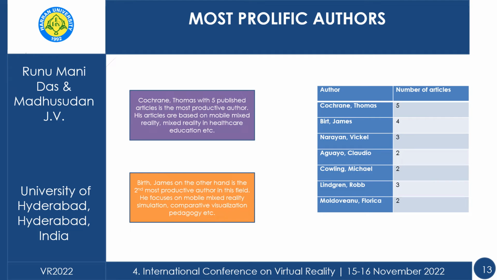In most prolific authors, in this also we can see the picture, and the table shows that Cochrane Thomas, with 5 published articles, is the most productive author. His articles are based on mobile mixed reality in healthcare, education, etc. Secondly, Bert James, on the other hand, is the second most productive author in this field. He focuses on mobile mixed reality, simulation, comparative visualization pedagogy, etc. So, these are the most prolific authors.